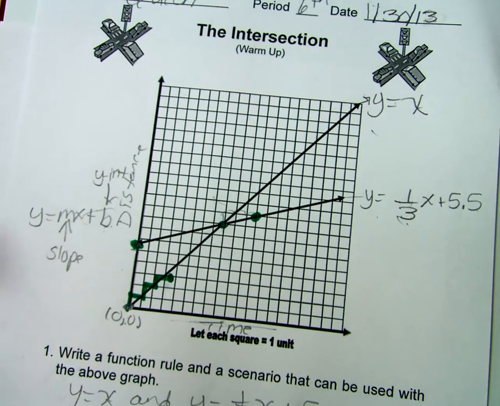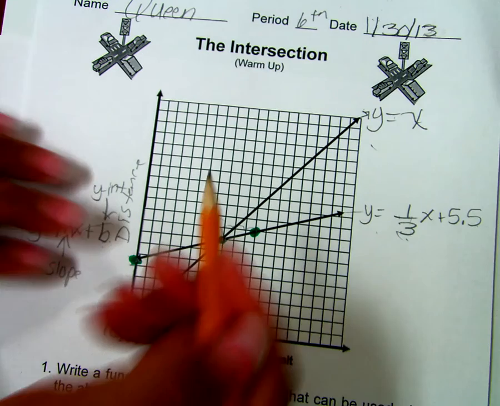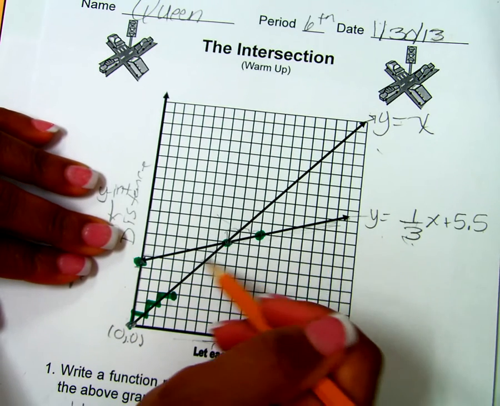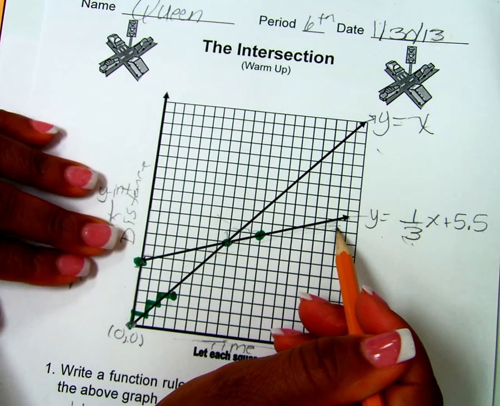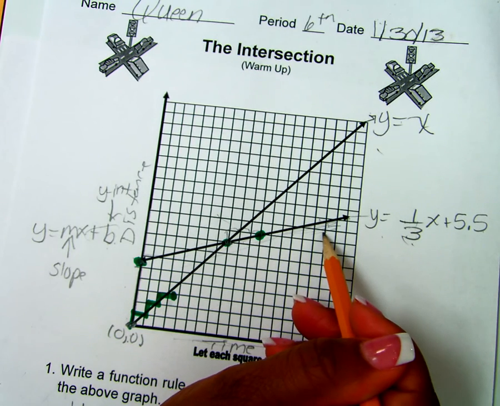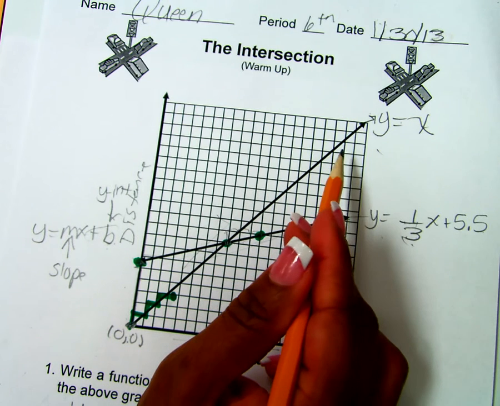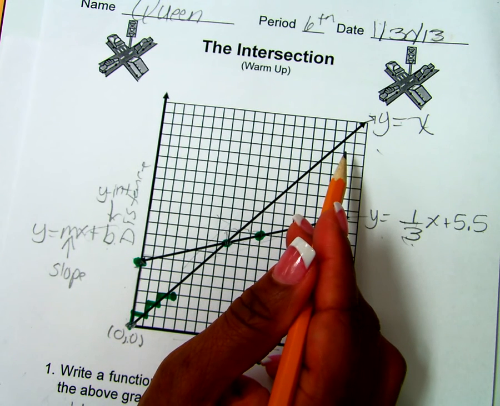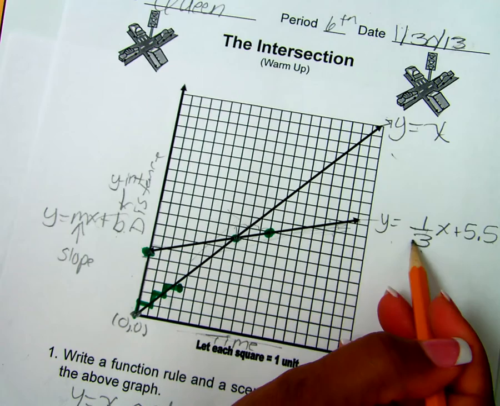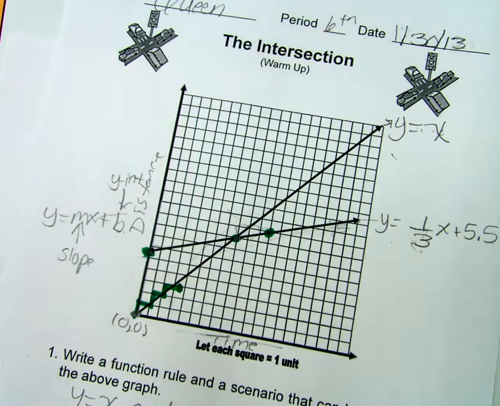So now, who's the slower runner? This one, right. Okay, yeah, this person is the slow runner. If you're relay racing, you don't want that person on your leg. You would like the y equals x, because that person runs faster. Because 1/3 is less than 1. The slope here is 1.